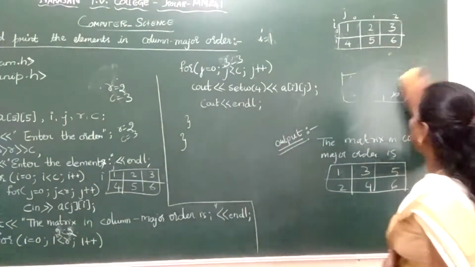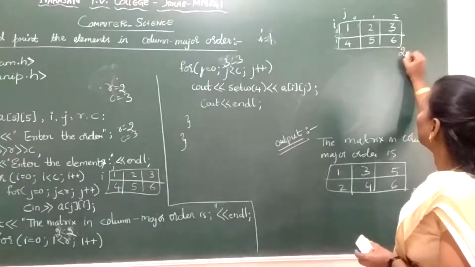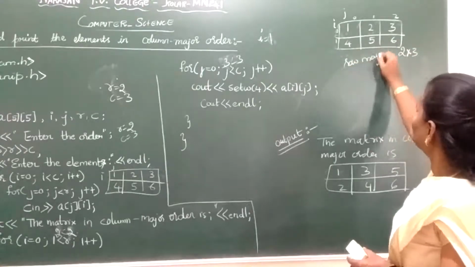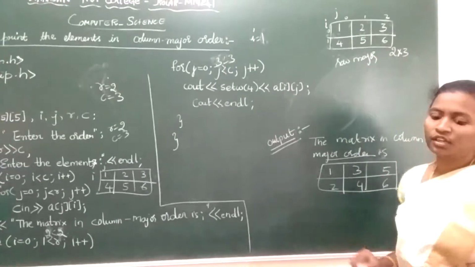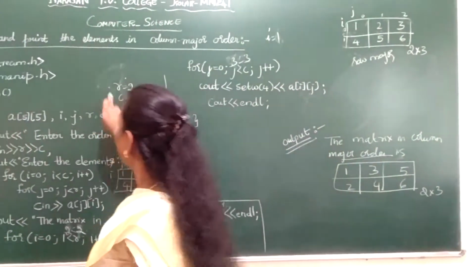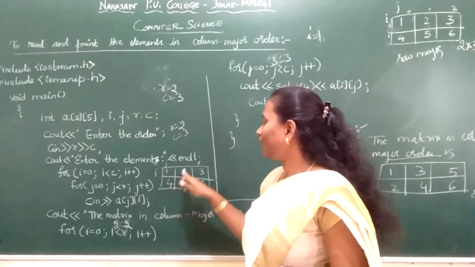So this I did for the tracing purpose. Now see, this is the original matrix. This is 2 cross 3, but this is row major. Okay, this is column major. So I repeat once again. I have taken R value as 2, C value as 3. So how many rows have I taken? 2 rows and 3 columns.